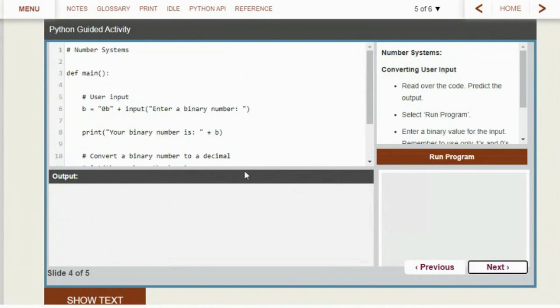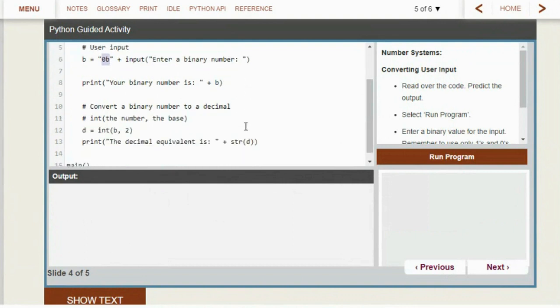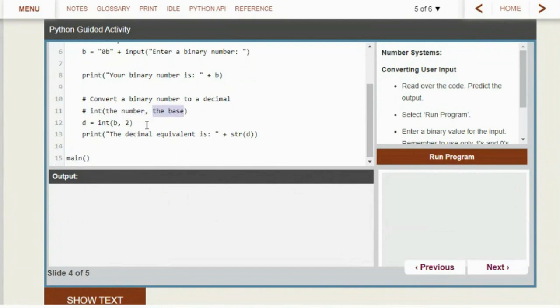All right, next slide. User input now. B equals 0b, because that's how it recognizes that it's binary. And we're going to enter a binary number. Oh, that's why I had an error on that last one. I didn't tell it 0b in front of it. If I'd have put 0b in front of it, it wouldn't give me the error. I didn't do that. So print your binary number is. So it's going to add that in front of it. Then it's going to convert it to a decimal using the number and the base. Print the decimal equivalent is.